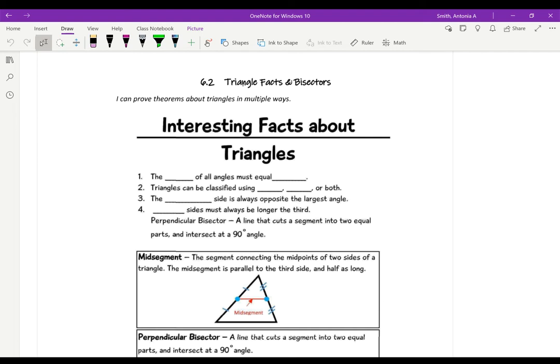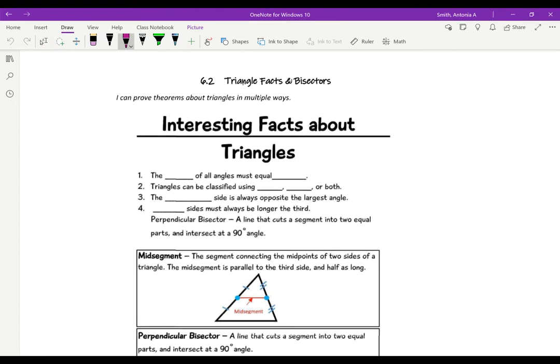So some interesting facts about triangles. First things first, the sum of all angles in a triangle must equal 180 degrees. Okay. Number 2, triangles can be classified using sides and angles or both. So little arrow over here to the side.